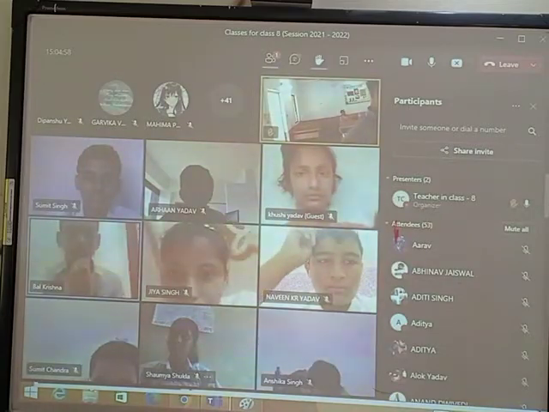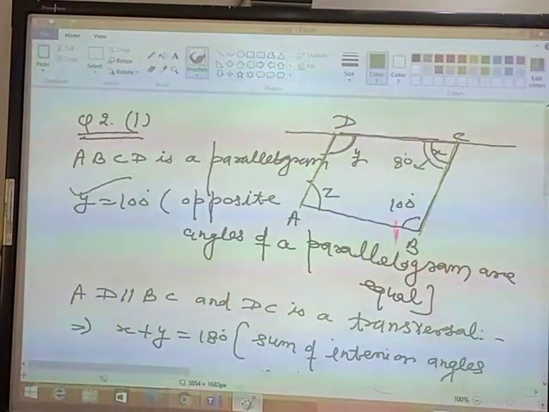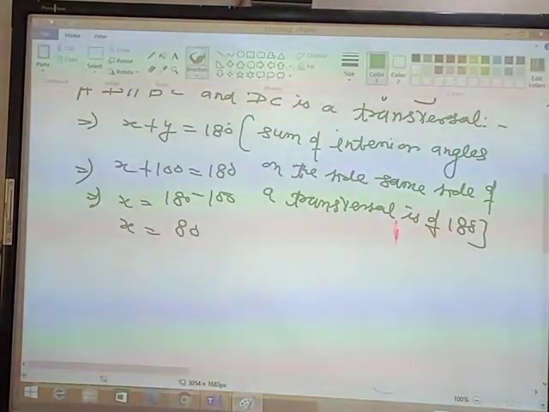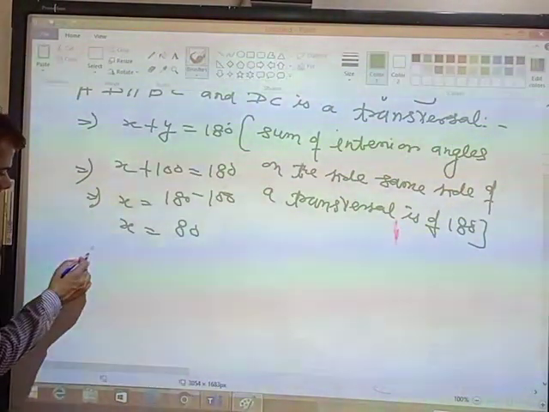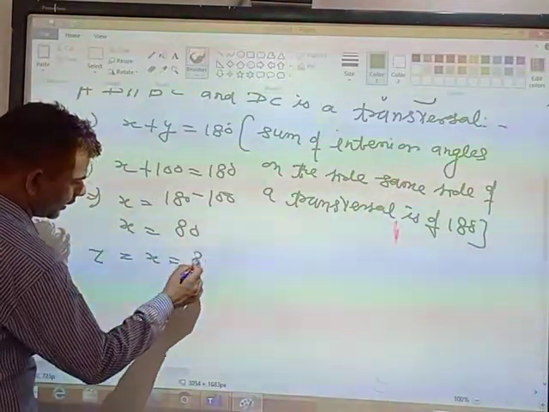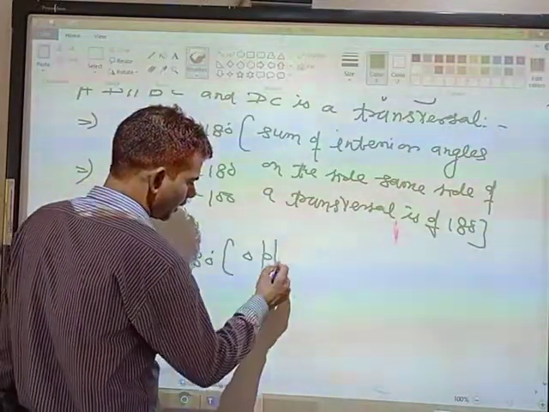What is the value of angle Z? Please tell me. Sir, please show the figure. It is 80 degree. Why? Because it is opposite angle. Opposite angles are equal. Z is equal to x. X is 80 degree.